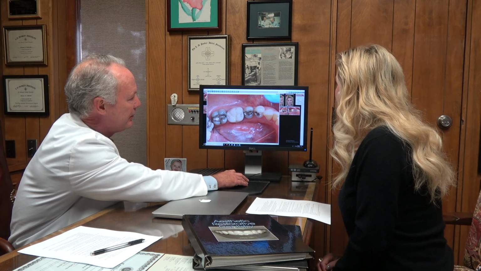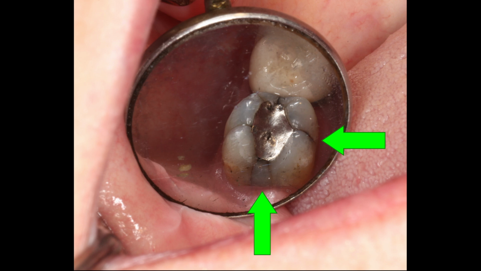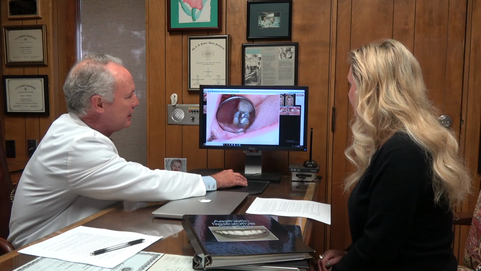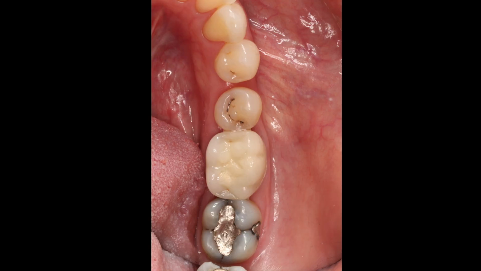And when we look at the back of that tooth, you can see the cracks going down the back of that tooth. I do see it. Now, when we look at the other tooth, on the other side, see the big crack right there? Yes.